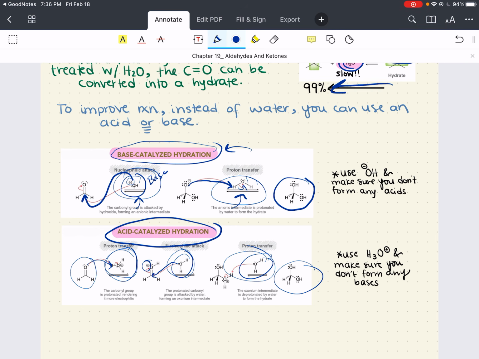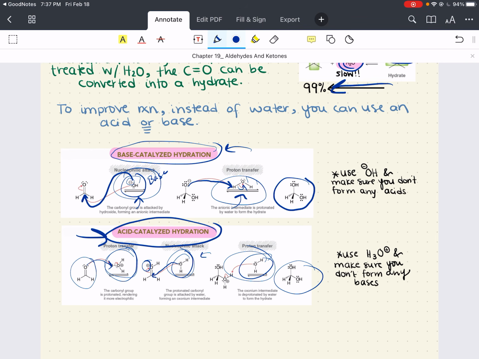One more time, be very careful between base and acid. Note that under acidic conditions, a mechanism will only be reasonable if it avoids the use or formation of strong bases. Water is this exception because it acts like both. Under basic conditions, a mechanism will only be reasonable if it avoids the use or formation of strong acids. That makes sense.